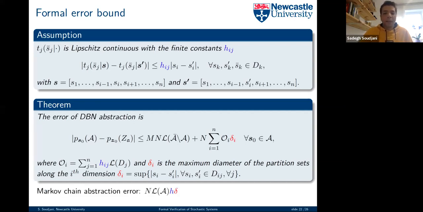So comparing to the Markov chain abstraction error, we have contributions for each axis independently. So for each axis, we can select a different discretization parameter, and we get the summation over this delta i. But here we had only one delta related to the grid we put on the whole state space.